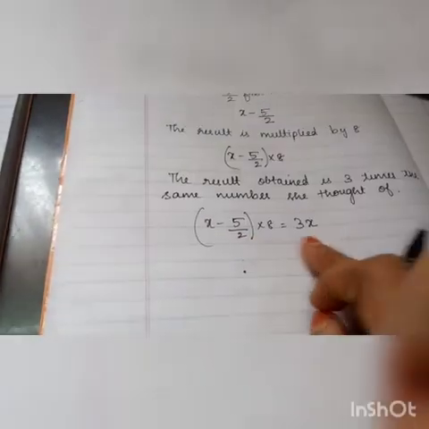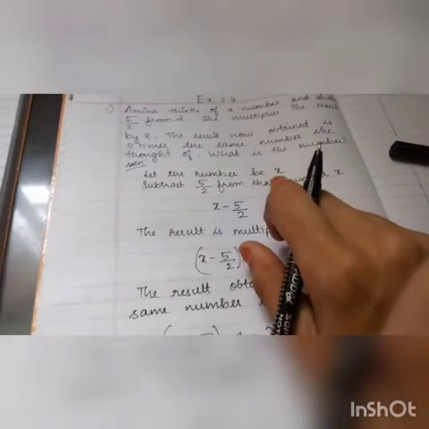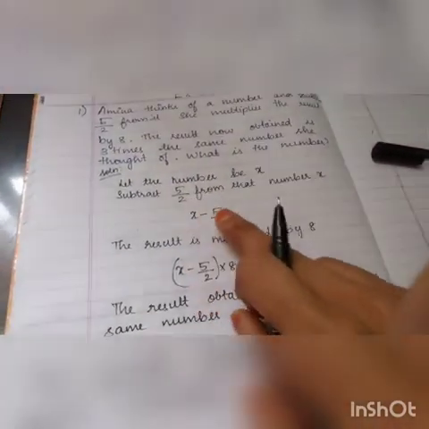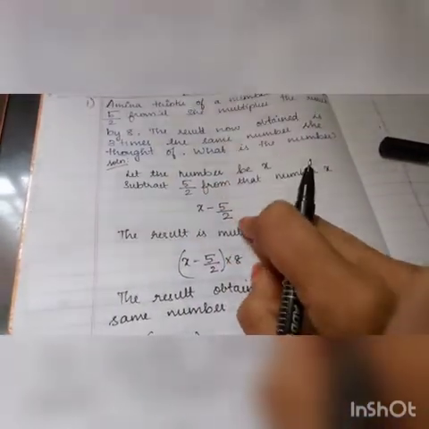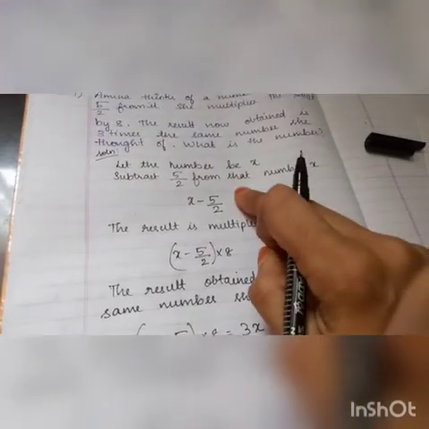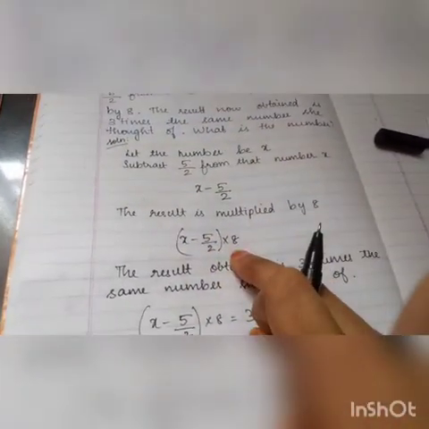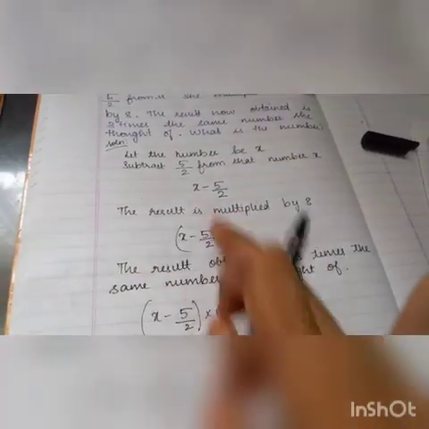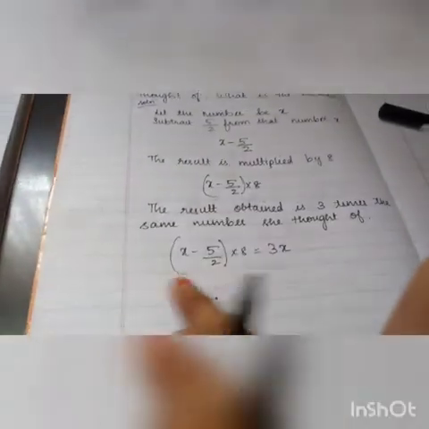Now, did you get an equation? Listen, she has thought of a number. I don't know that number, so I have taken it as x. I am subtracting 5 by 2 from that number, so I got the result x minus 5 by 2. I am multiplying that result by 8, so x minus 5 by 2 into 8. The result obtained is equal to 3 times the number. So this is your equation.